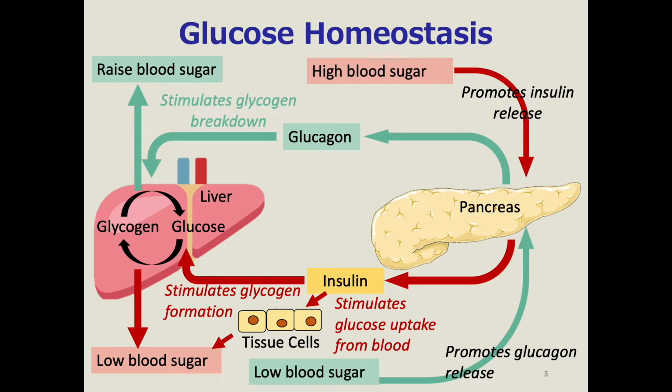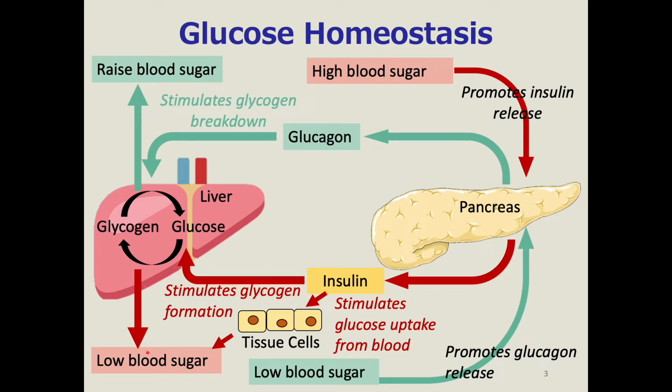This figure shows the glucose homeostasis. The red color indicates what happens when the blood glucose level is increased, and the green color indicates what happens when the blood glucose level is reduced. When the blood glucose levels are increased, it will promote insulin secretion from the pancreas, which will increase the glucose uptake by the tissue cells, and also stimulates glycogen formation. So the glucose is converted to glycogen.